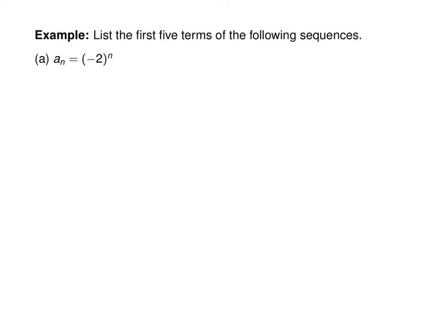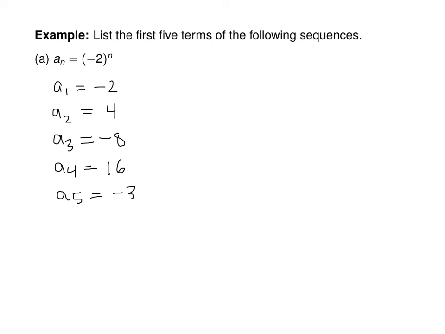Let's start by listing the first 5 terms in the following sequences. So we have the nth term is given by -2 to the n power. So A1 is -2 to the first, or -2. A2 is -2 squared, or +4. A3 will be -8. A4 will be +16. And A5 will equal -32.